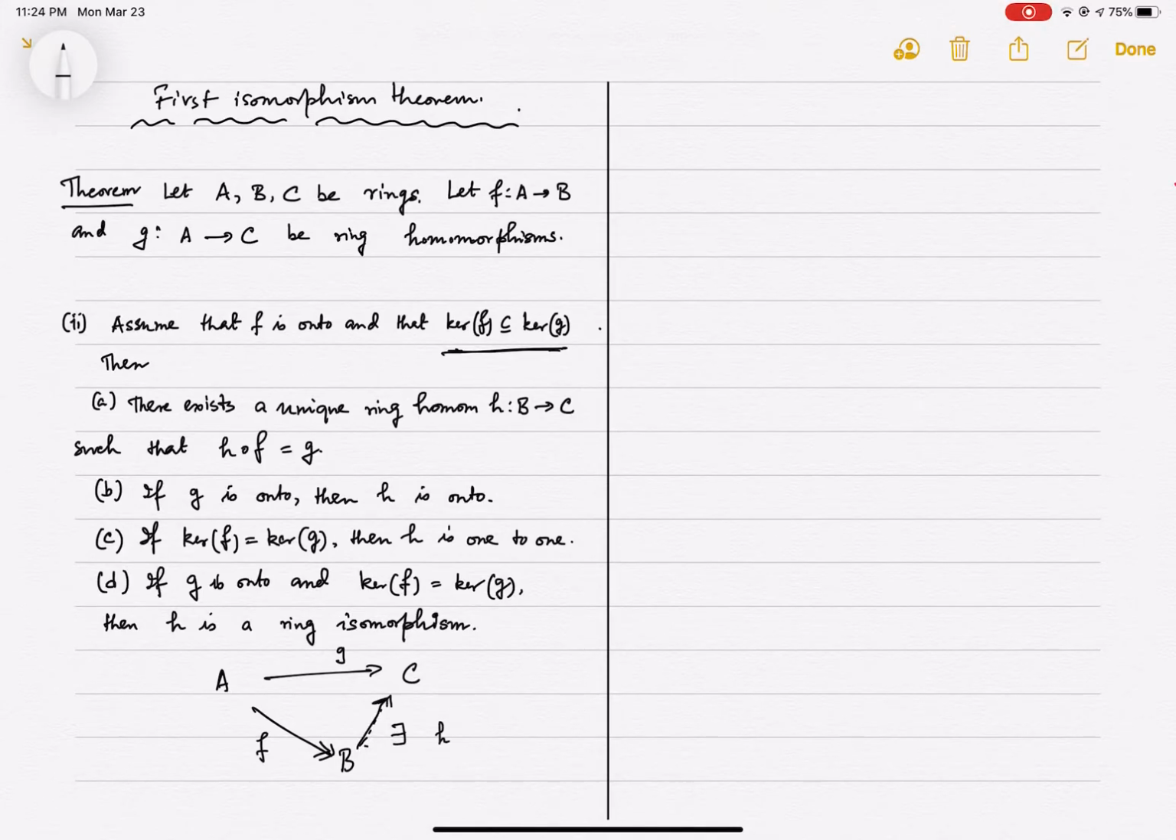There exists a unique H, and one puts an exclamation mark to say that it's a unique one, such that this diagram commutes, as we say, meaning applying F and then applying H amounts to applying G. This is the content of part 2a of this theorem. I erased part 1 because we don't need it. And then part d says that if G is also onto and if the kernels are actually equal, then H is actually an isomorphism.